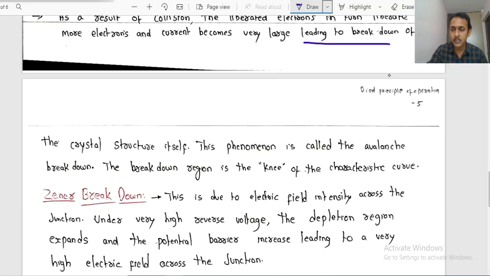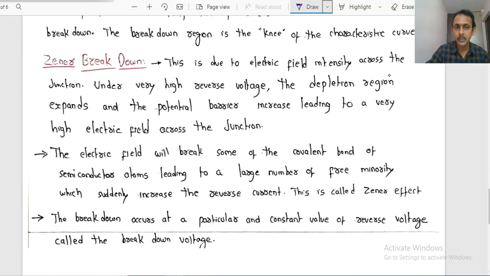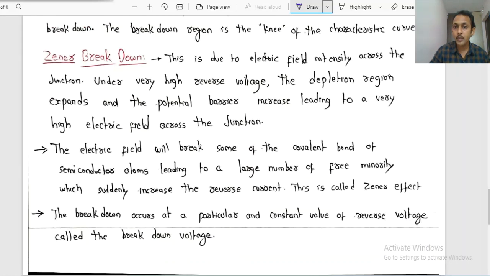So in this entire discussion, the key point is that it is mainly due to the kinetic energy of the minority charge carriers. Then what about Zener breakdown? It is mainly due to the electric field intensity established across the depletion region. Already the diode is in reverse bias mode, right? Now because of the increased electric field intensity across the junction under the reverse bias condition, there will be some expansion in the depletion region.